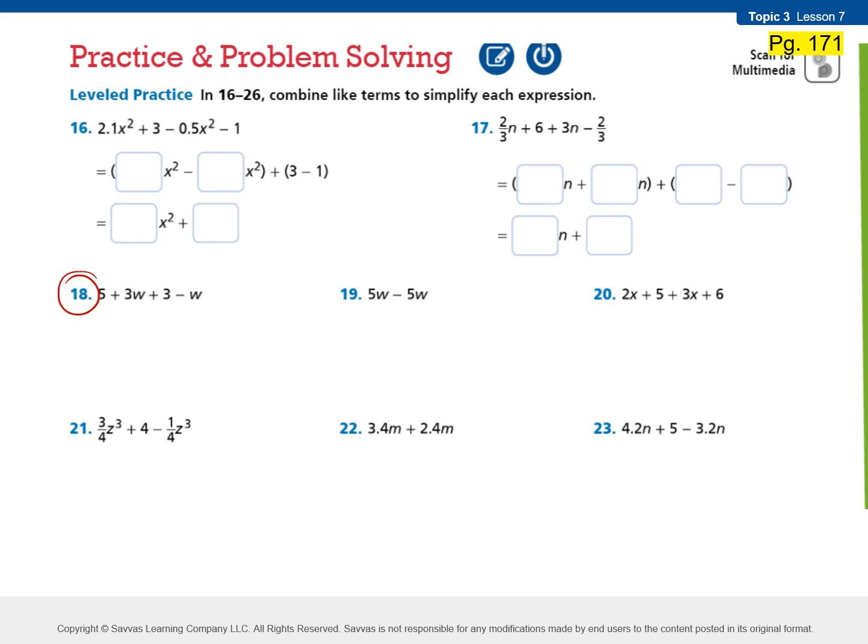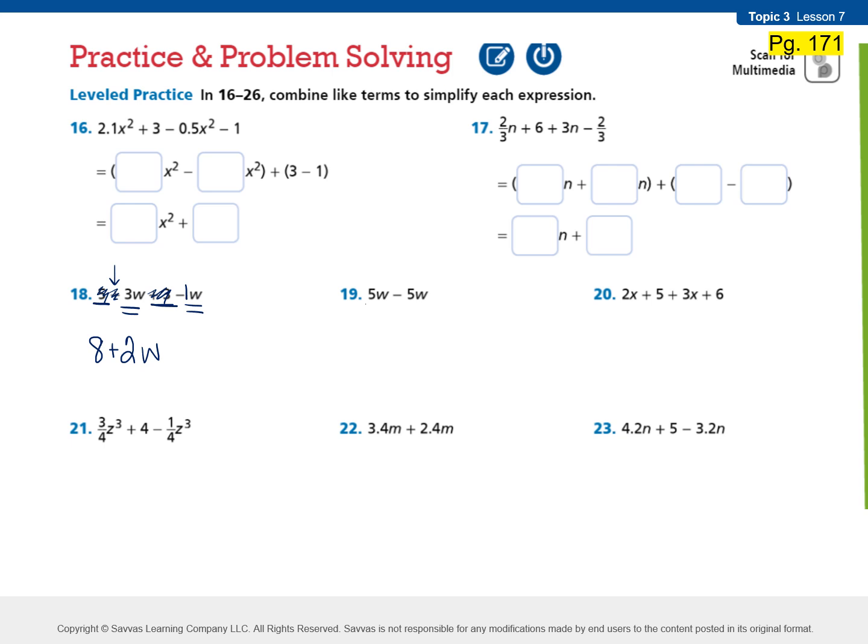Number 18. Let's combine our like terms. So if I look, I have a 5 and a 3. Those are like terms because they don't have a variable. You have a 3W minus a W. So we'll start here. So 5 plus 3 would make 8. Drop down your plus sign. Get rid of it. 3W minus W would make 2W. Remember, there is a 1 in front of that W.